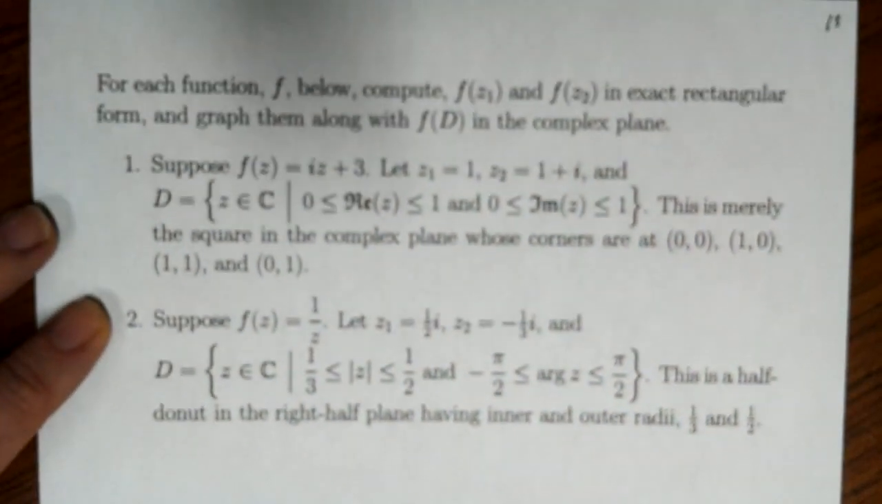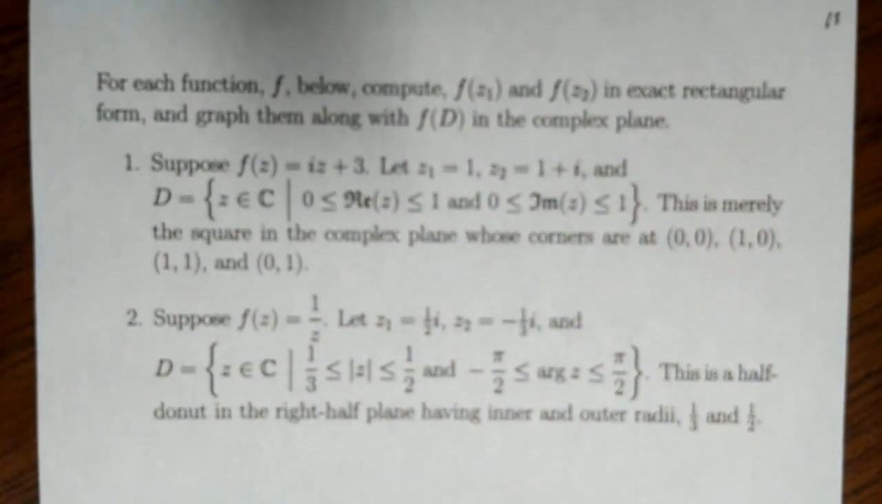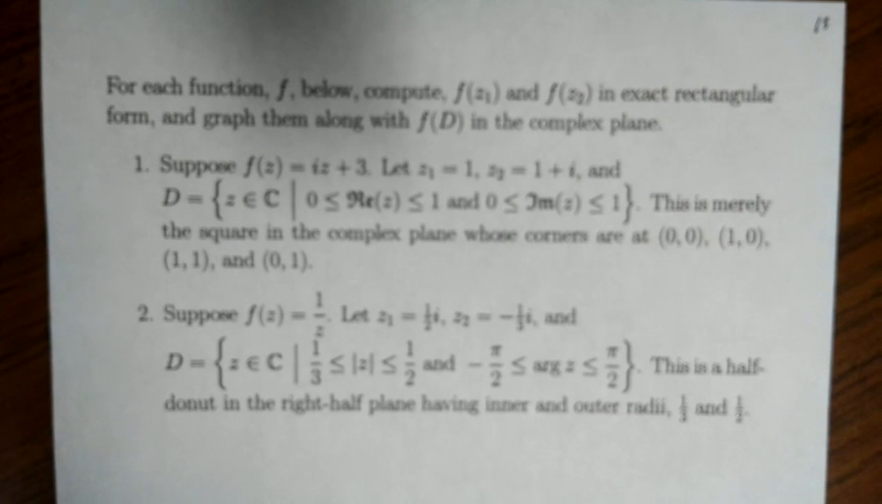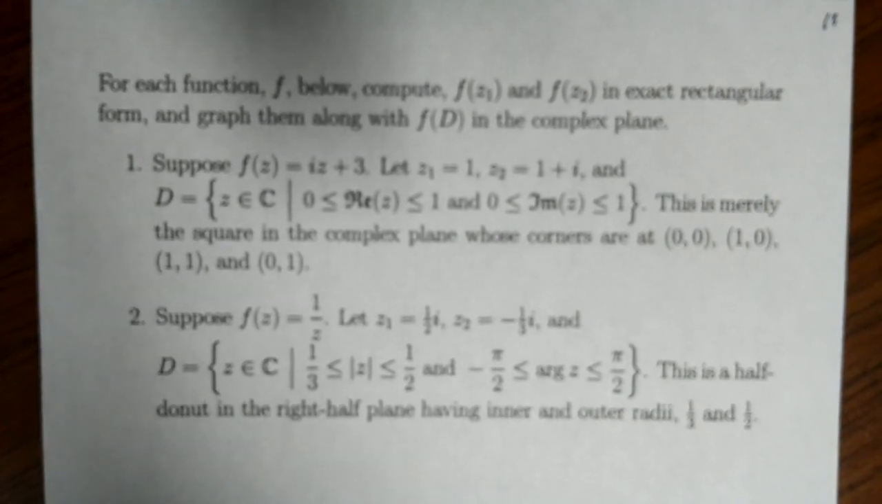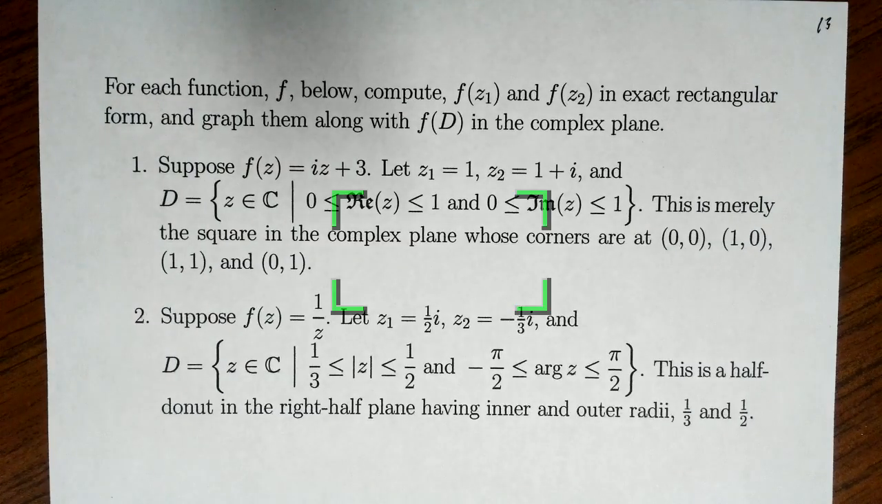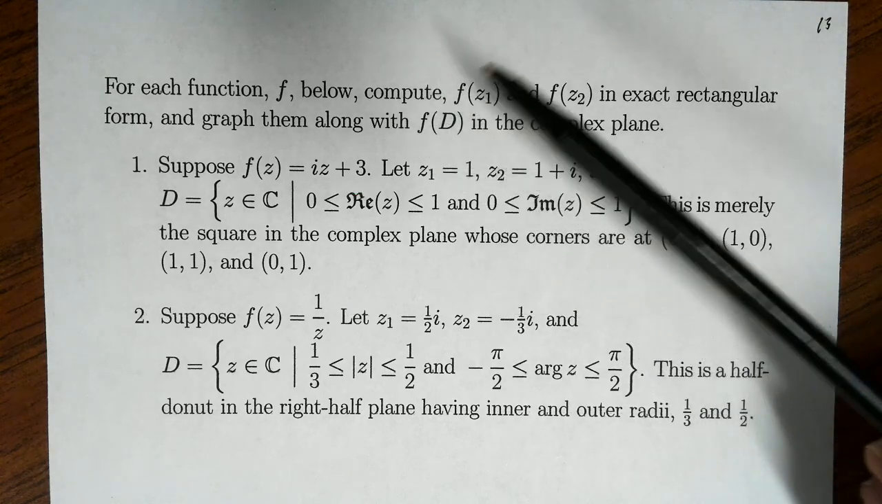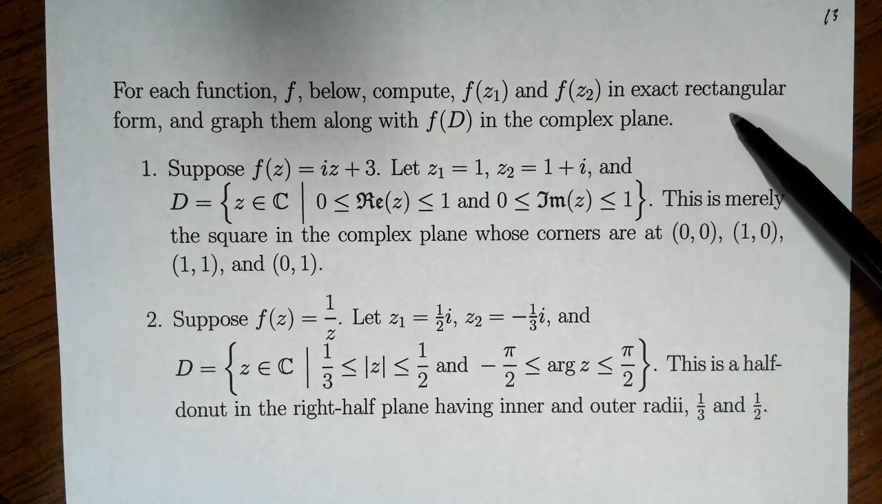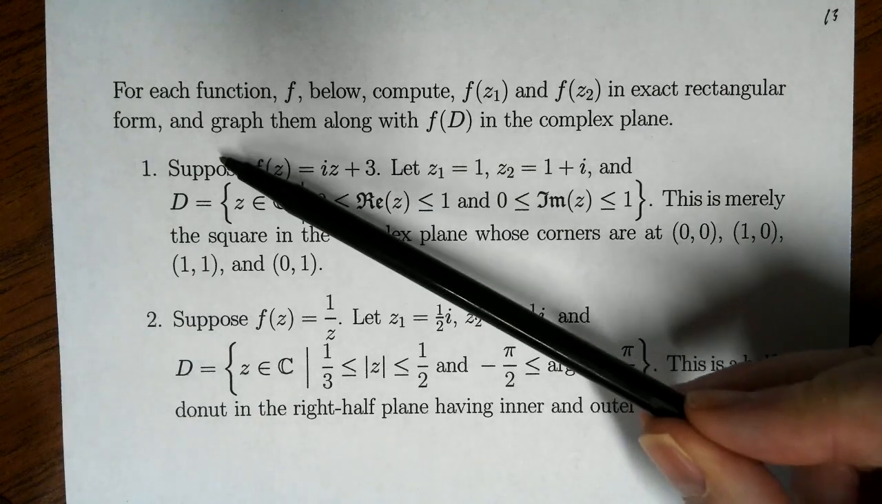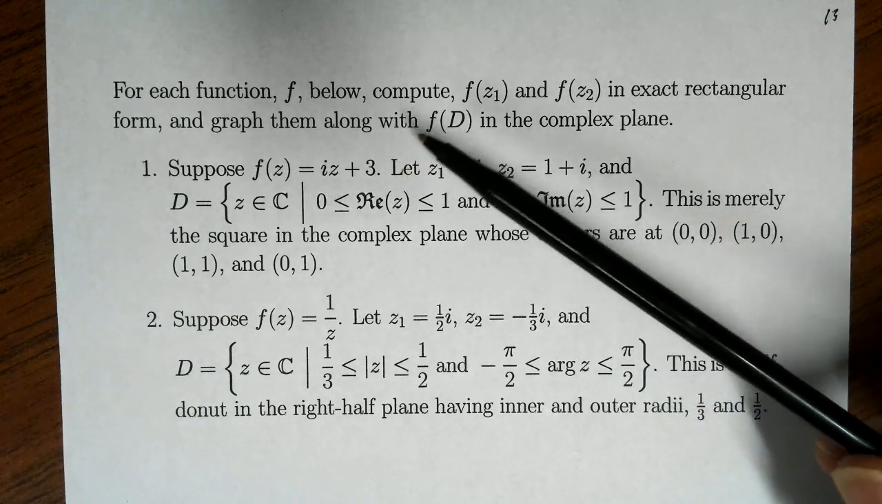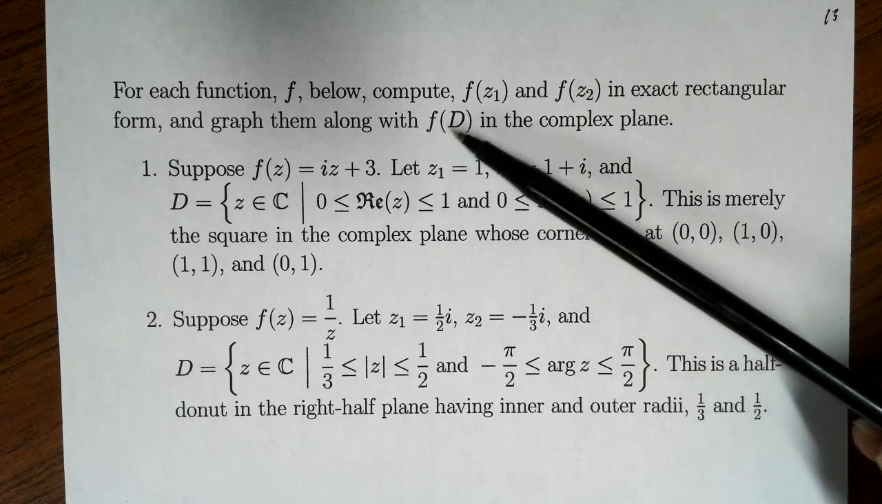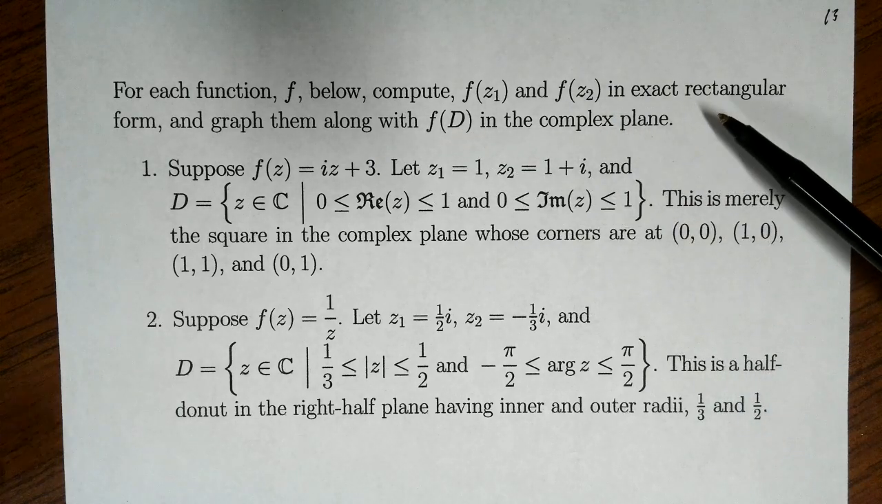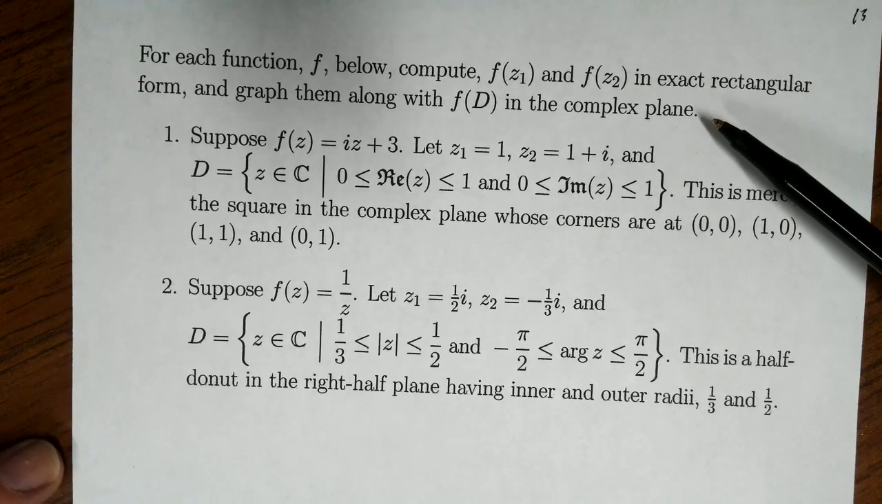Here's what I would like for you to do in preparation for class. For each function below, compute f of z1 and f of z2 in exact rectangular form. That means evaluate all trigonometric values as well, and graph them along with f of D in the complex plane, as we did in the preceding examples.